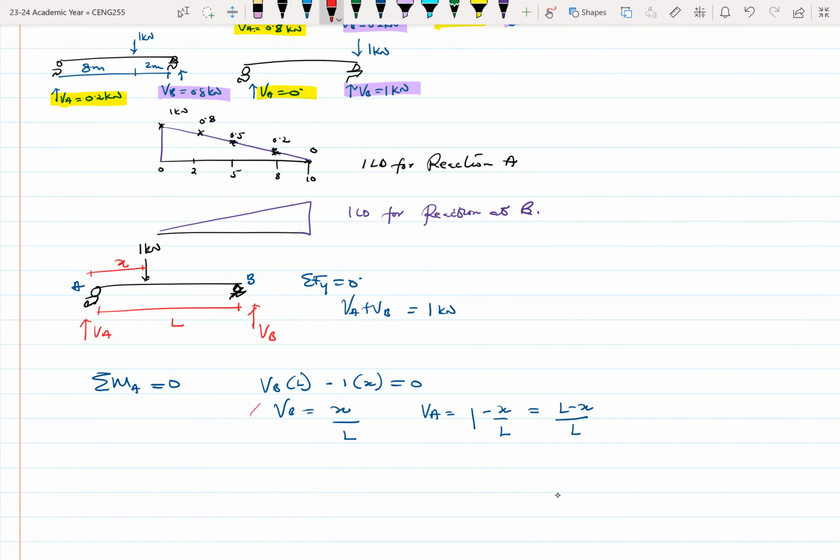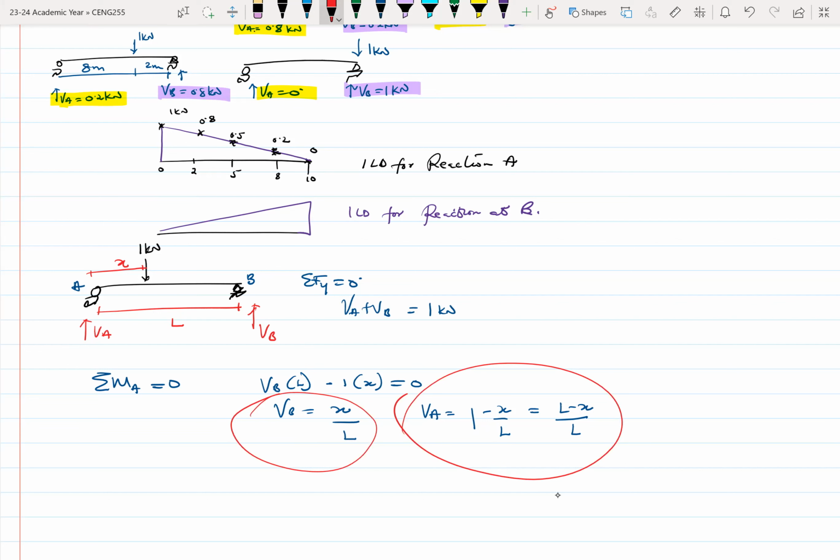The reason why we prefer to write some of these, whether it's shear, moments or reactions, in terms of X is because your load is a moving load. If you write equations in terms of X, then you can replace X by the different points.